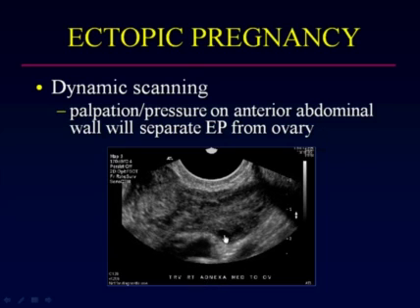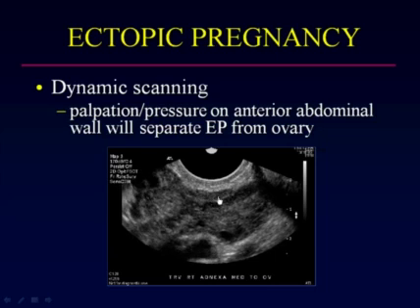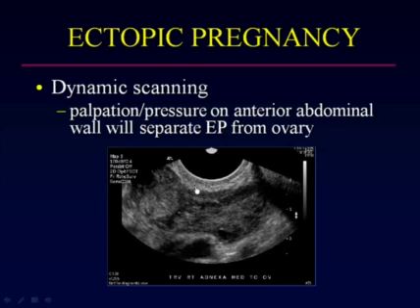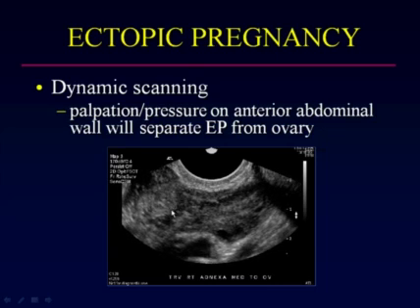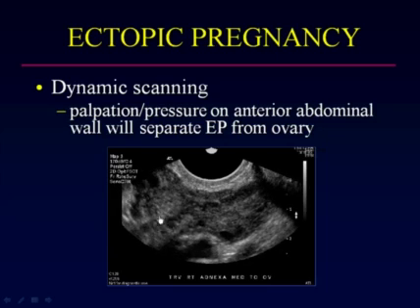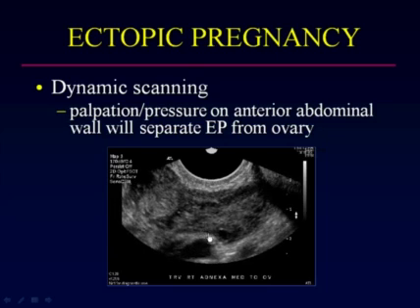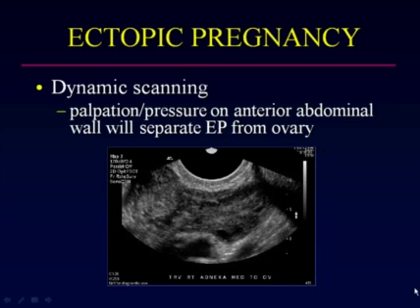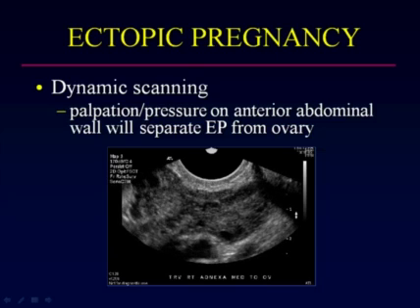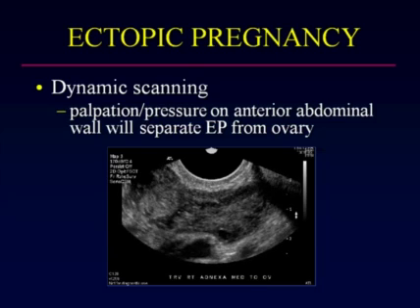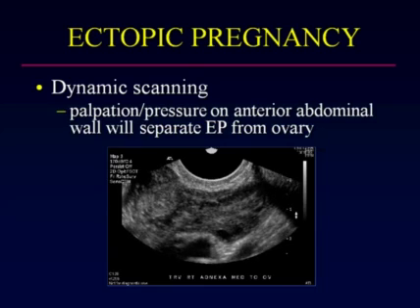And if you look carefully on this video clip, you can see the edge of the ovary actually here, and this is just some hematoma between the edge of the ectopic pregnancy and the edge of the ovary. And again, dynamic scanning can be extremely helpful in determining whether structures are separate from each other within the adnexa.